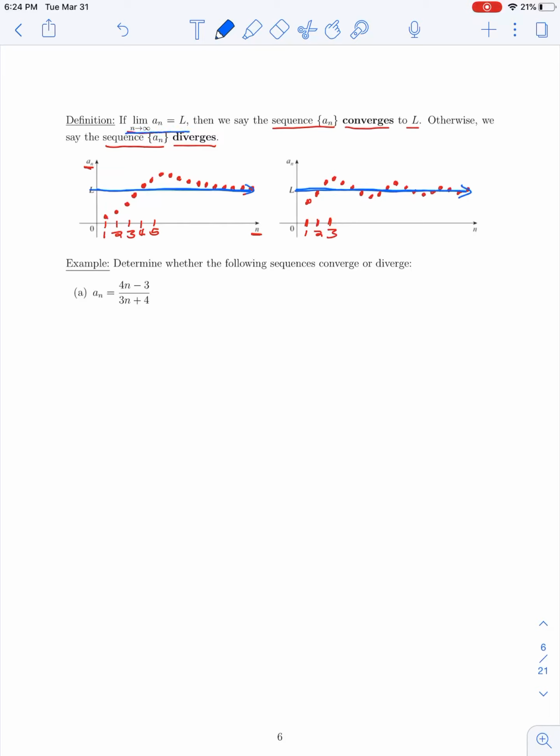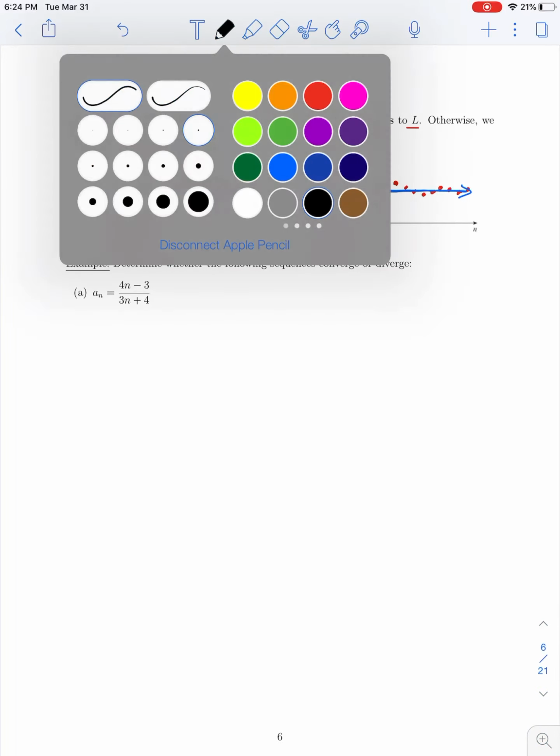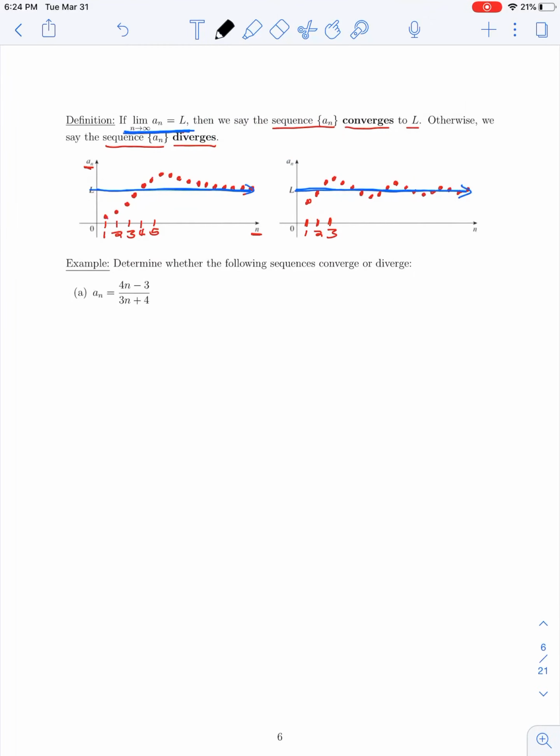So a problem of interest throughout this chapter will be to determine whether a given sequence converges or diverges. And to address that, we're going to take the limiting value of our expression for the nth term, a sub n, as n approaches infinity, and see if that limit exists. So in our first example, we are given the general term of our sequence is (4n minus 3) over (3n plus 4). And we're going to be interested in the limit of this expression as n gets infinitely large.